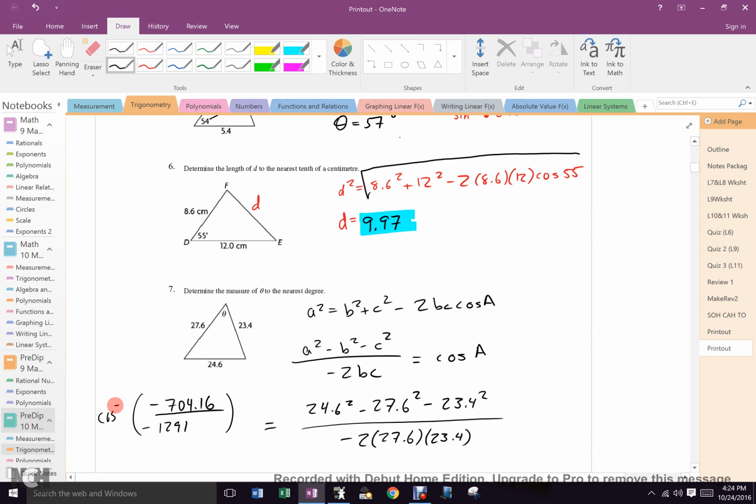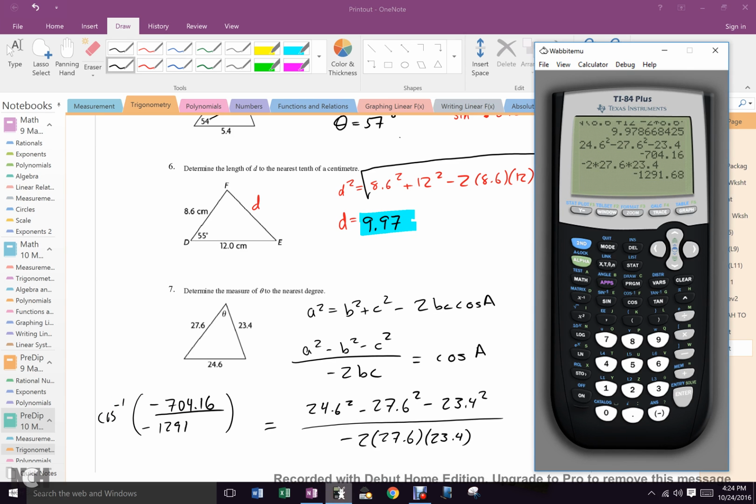Now that I shift cos. So I go back to my calculator and I can go 704, second cos, 704 divided by 1291. Oh, I hit times. Shift cos 704 divided by 1291. 57 degrees.